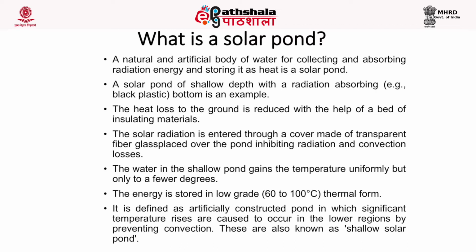The water in the shallow pond gains temperature uniformly, but only to a few degrees. The energy is stored in low grade thermal form, that is 60 to 100 degrees Celsius. So we can define a solar pond more clearly as an artificially constructed pond in which significant temperature rises are caused to occur in the lower regions by preventing convection. These are also known as shallow solar ponds.